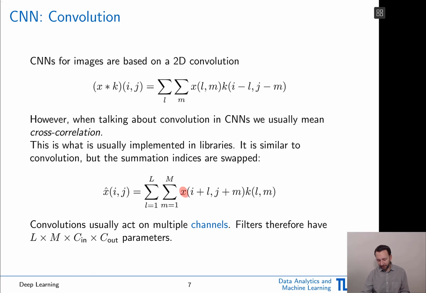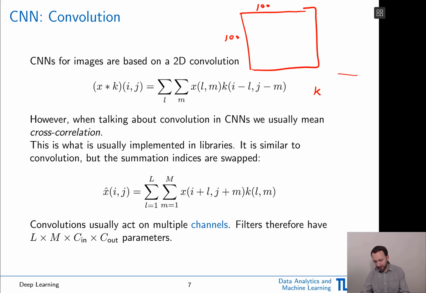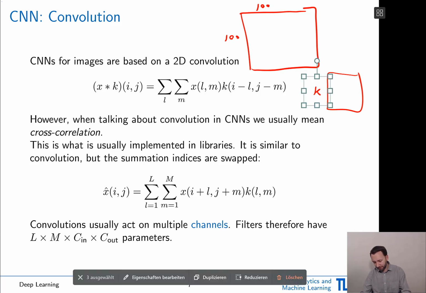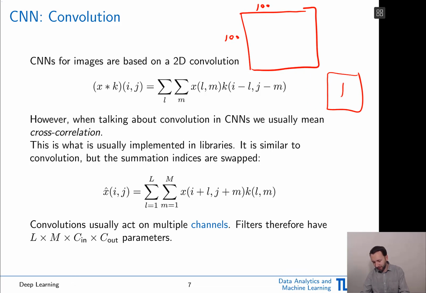We have here our input signal, and here we have the convolution, the kernel, sorry. And then we are doing this kind of operation. What does this mean? So let's say we have here our image, a large image, 100 times 100 pixels, and we have our kernel, which is usually of smaller size. So this is our kernel K. This is our image X. And this has size, let's say, L and M.